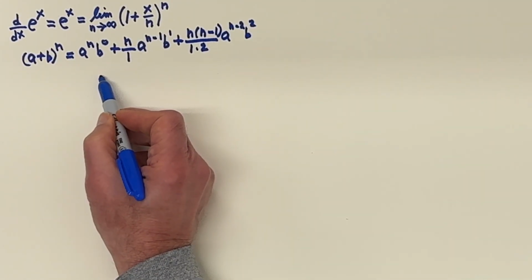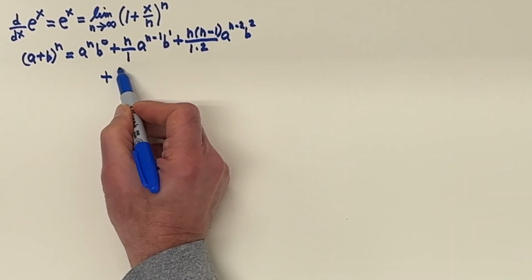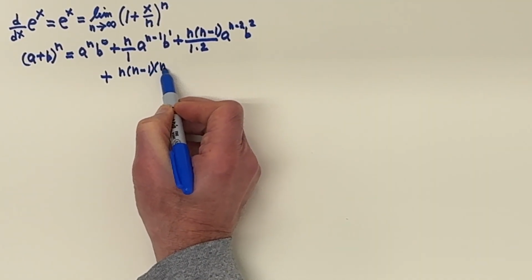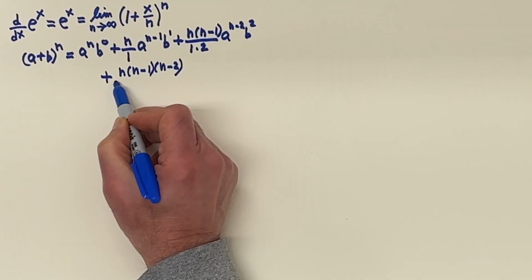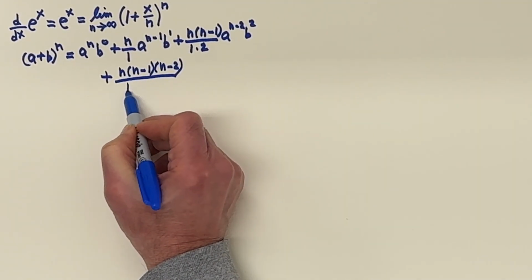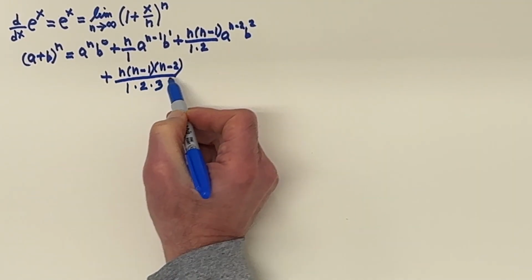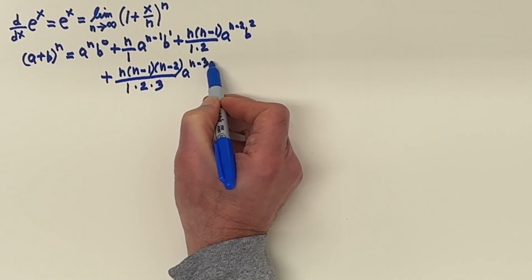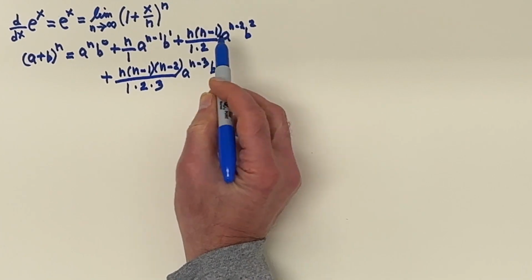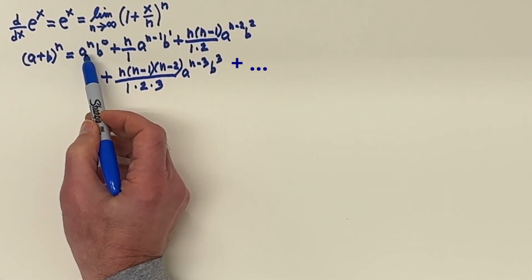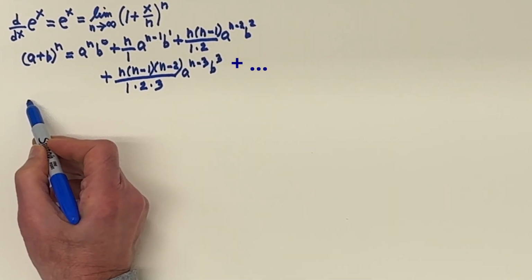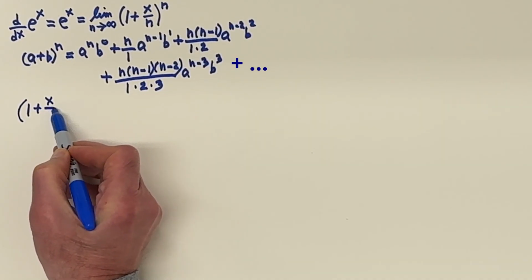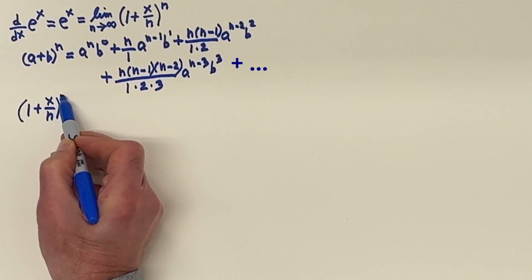Now let's do one more. For the third, you'd have n, n minus 1, n minus 2. You would have 3 things. That's counting backwards, and then you would count forward, 1, 2, 3, and then have a to the n minus 3 and b cubed. Now, in this case, the a is going to be 1, so these are going to be all 1s. So I can apply this with the 1 plus x over n, like this.